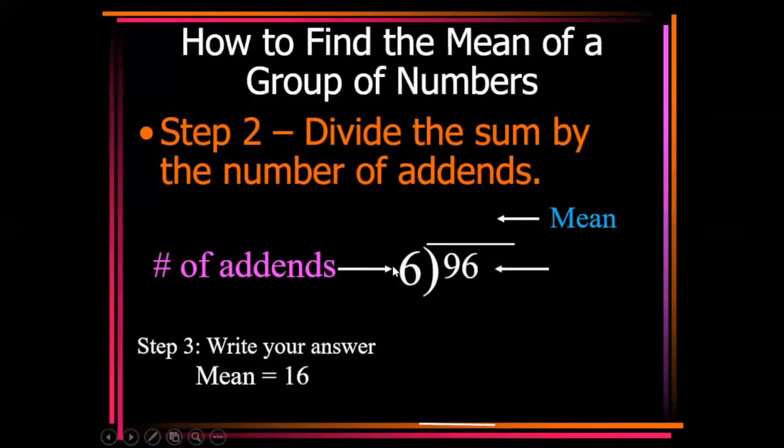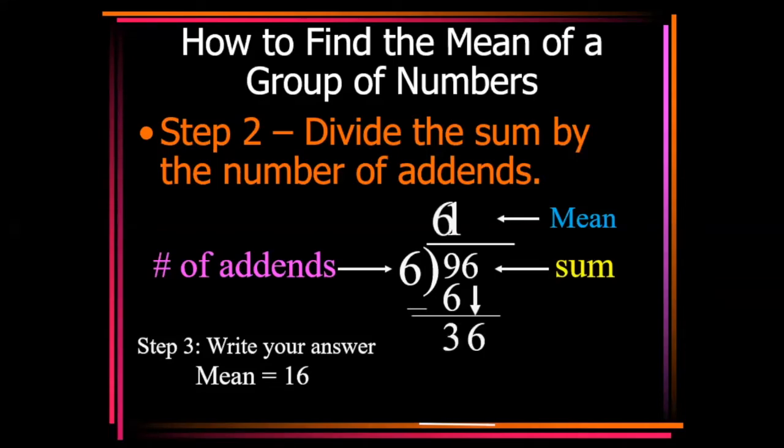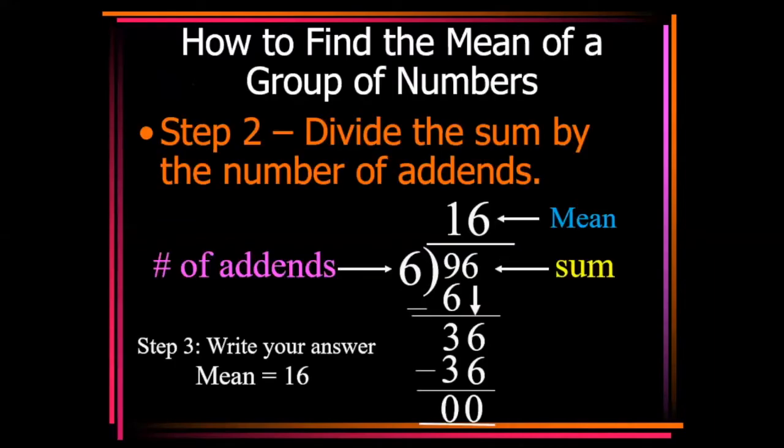So we're going to divide 96 by 6. How many groups of 6 can we get out of 9? 1. 6 times 1 equals 6. 9 subtract 6 equals 3. Bring down our 6. We can get 6 groups of 6 out of 36. Therefore, the mean equals 16. Good job to all the students who said the mean for this example is 16.